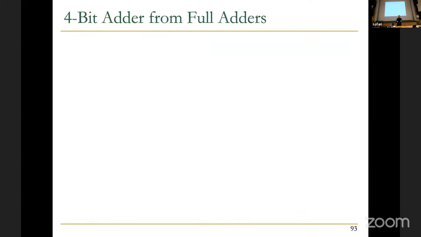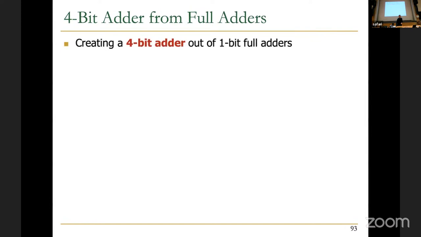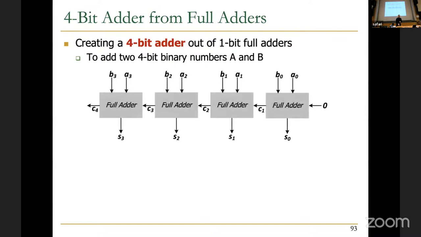So how do you build a 4-bit adder? Now let's talk about the module level. We're going to simplify this later. So you can create a 4-bit adder out of one-bit full adders to add 2 4-bit binary numbers. And this is your 4-bit adder, basically. This is a full adder for each bit: the zeroth bit of A and B, and you get a carry, and then you get the sum.